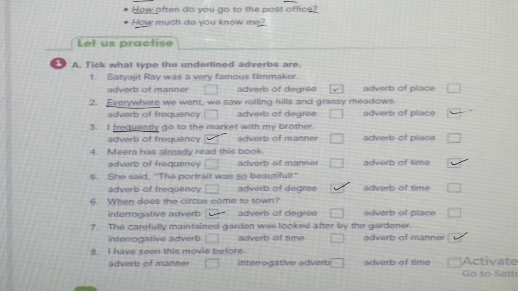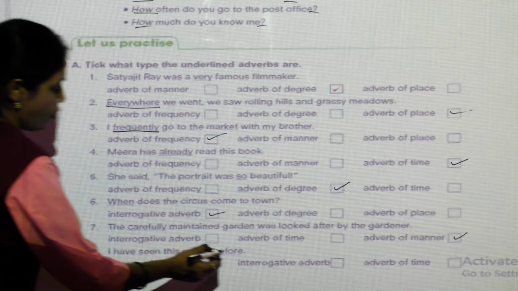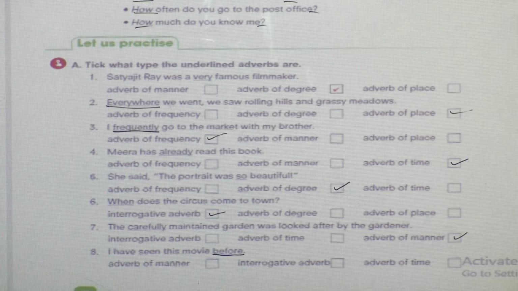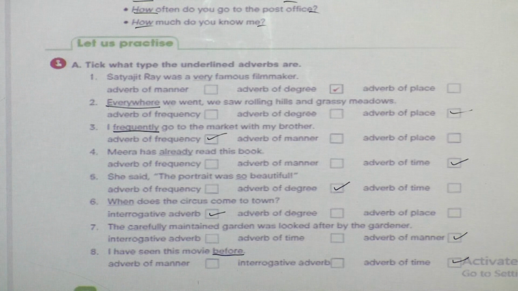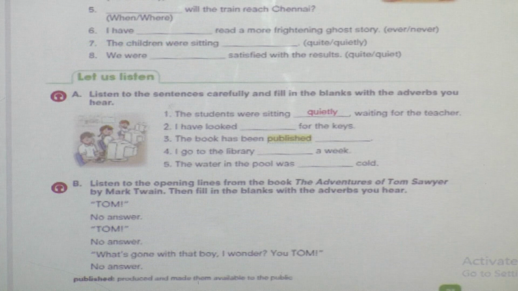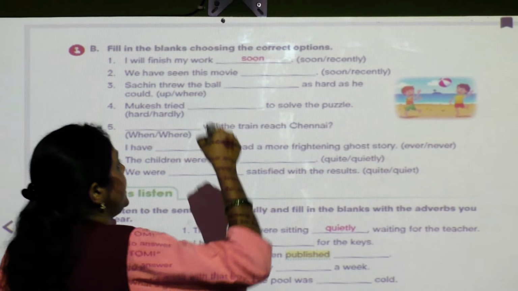I have seen this movie before. Students, before. Which type of adverb is it? Adverb of time. Okay. Next, turn the page. Fill in the blanks choosing the correct options. I will finish my work soon. In brackets, the words given are soon and recently. So I can't write I will finish my work recently. No, I will finish my work soon. Second one, we have seen this movie soon or recently. In this case, I will write we have seen this movie recently.